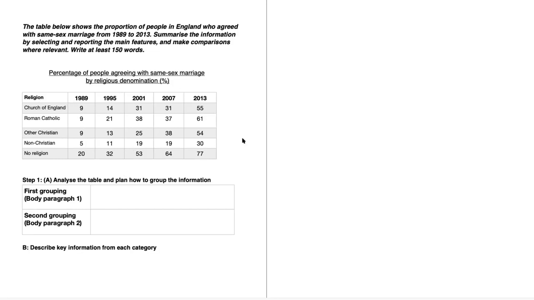So just looking at this again, you can see that between 1989 and 2007, the percentage of people agreeing with same-sex marriage increased gradually for all religions. This is general. However, between 2007 and 2013, the data shows a sharp increase. So you see how 31 to 55, 37 to 61, these are quite sharp increases, whereas from 1989 to 2007, 9 to 31 is gradual. So I just want to make sure that you're aware of that.